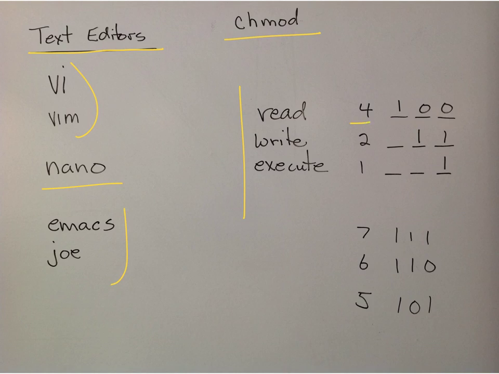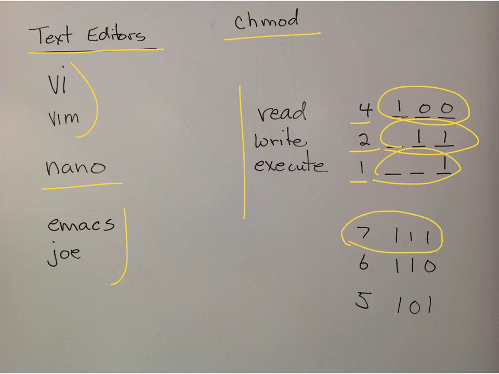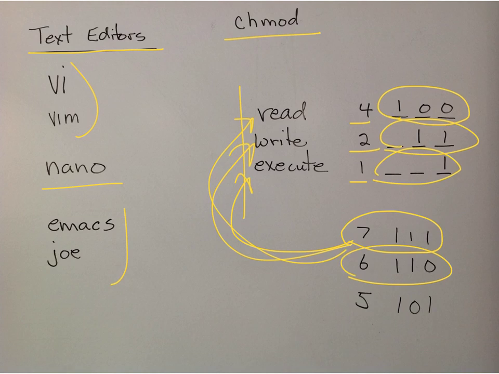We talked about how a read is this combination of bits, a write is this combination of bits, and execute is this combination of bits. So if you have this combination, a 7 means you want to read, write, and execute. A 6 would be a read and a write, and so forth. A 5 would be a read and execute. A 4 would be just a read. A 2 would be just a write, and a 1 would be just an execute.